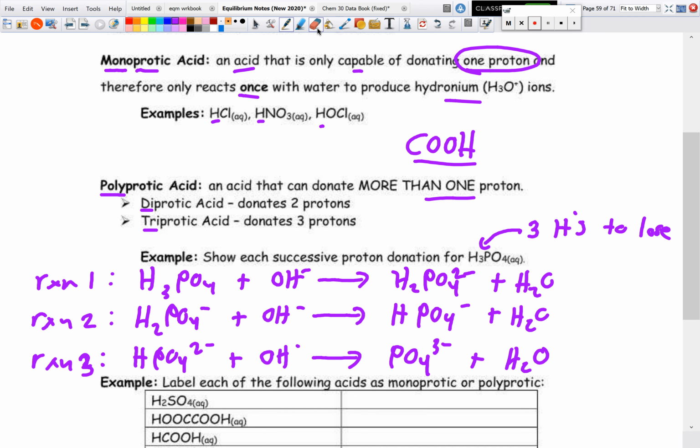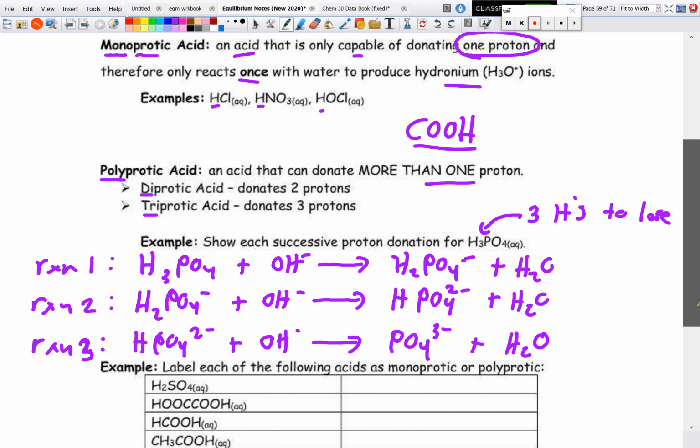Oh, sorry, I just noticed the charges, I messed up. This one was right up here all along. I don't know why I tossed a 2 in there. And our HPO4 should be 2 minus. And that's, yeah, I had that right there. So that's kind of how we do these multiple ones right here.